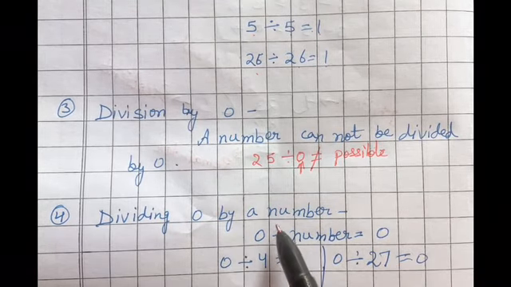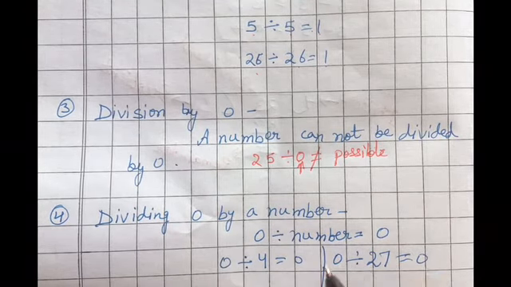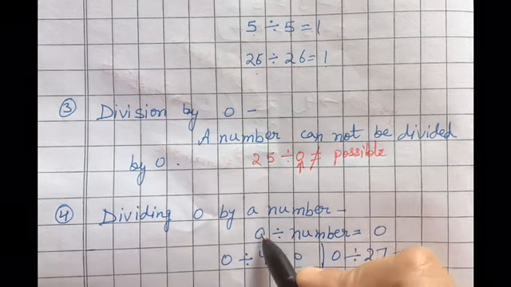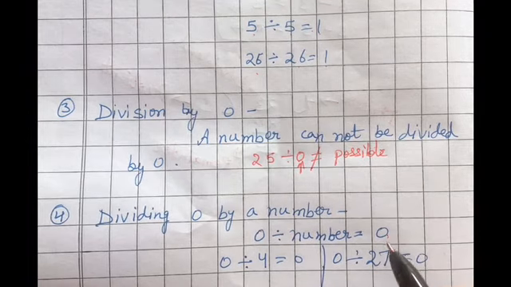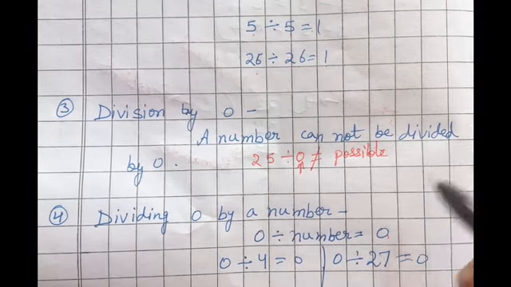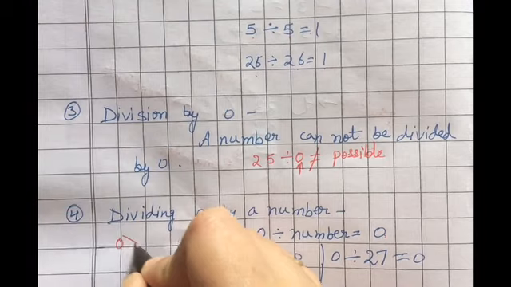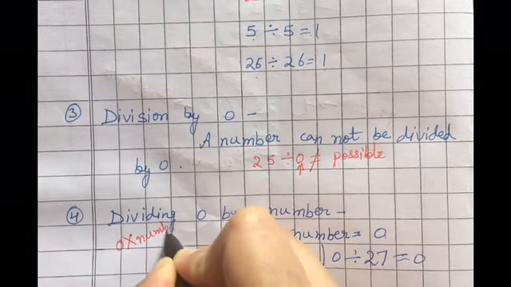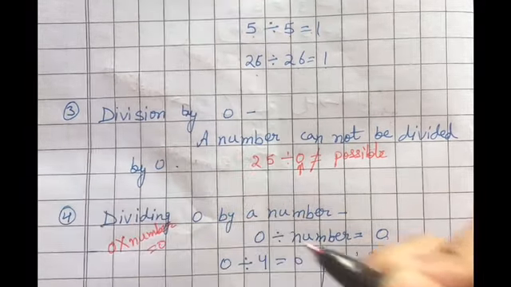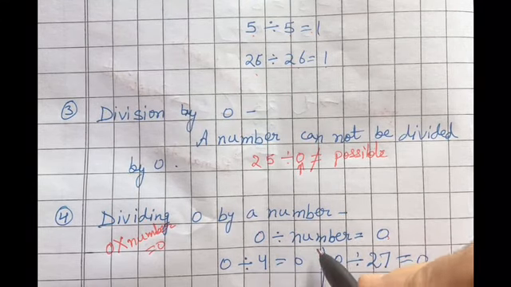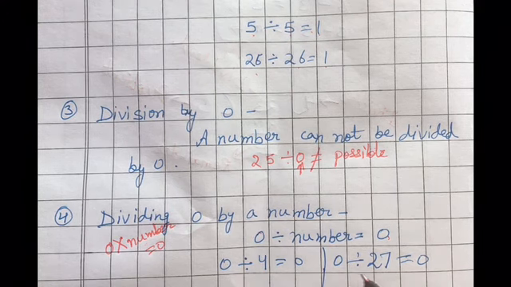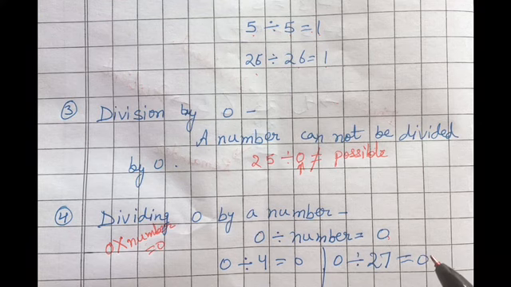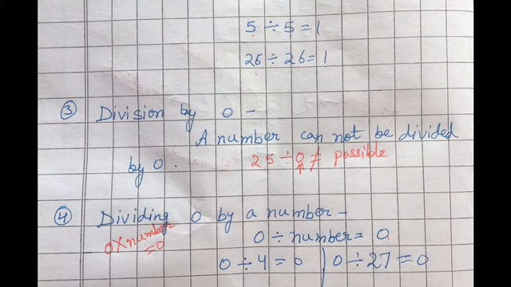Dividing 0 by a number, the reverse of this: if we are dividing 0 by any number, the answer will always be 0. Like we have already studied in multiplication, if we multiply any number by 0, the answer is 0. In the same way, if we divide 0 by any number, the answer will be 0. For example, 0 divided by 4 is 0, 0 divided by 27 is 0. So 0 divided by any number will be 0 itself.